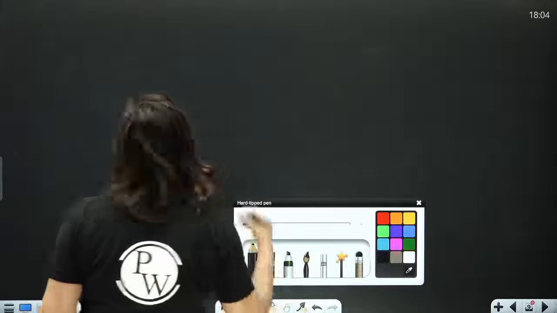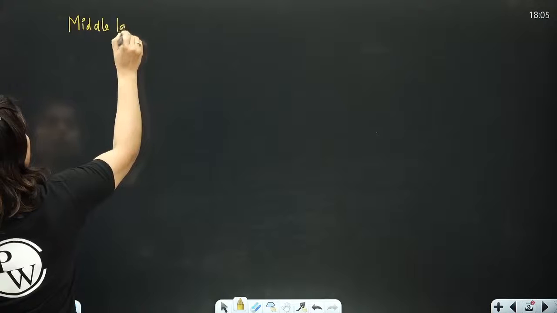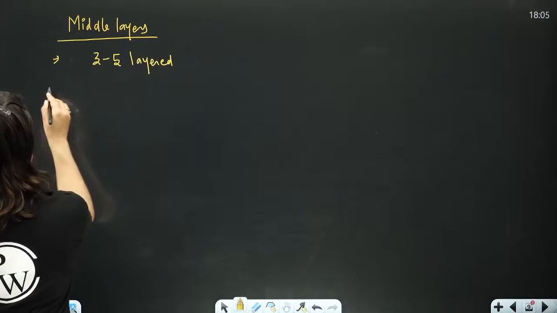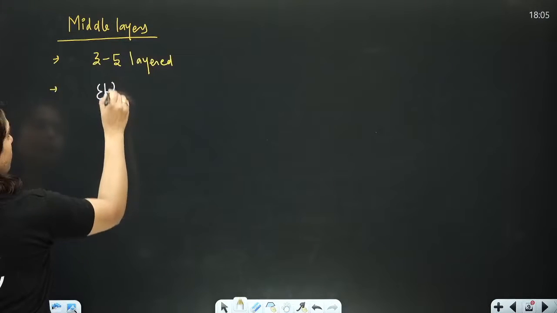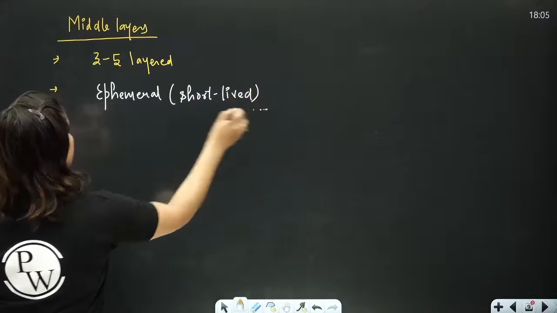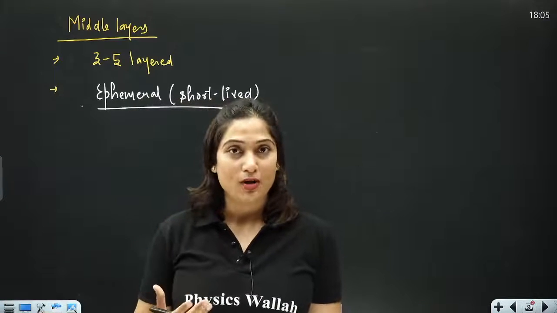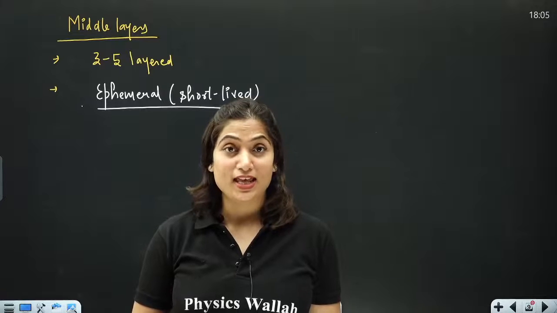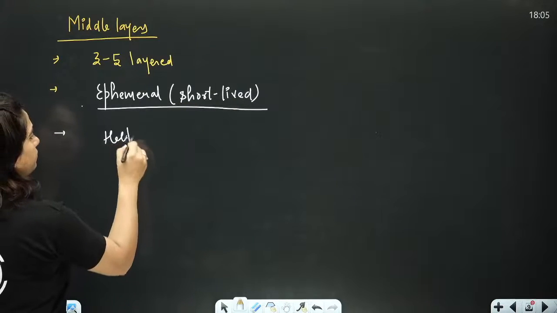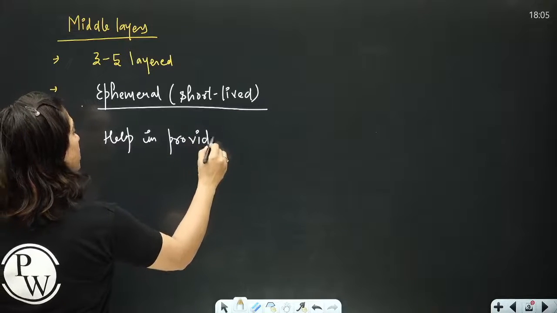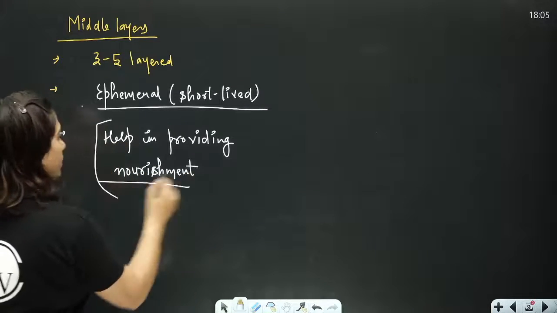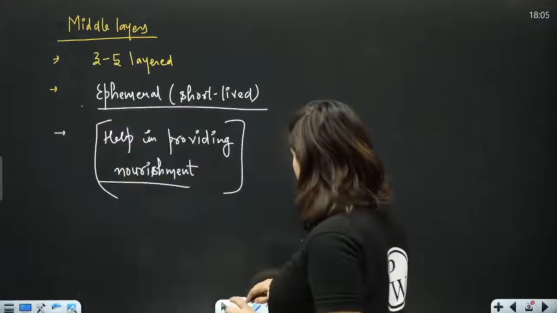Then, let's discuss the middle layers. The middle layers are approximately 3 to 5 layered and they are ephemeral. What is the meaning of ephemeral? That means short-lived. The middle layers, they are short-lived. That means when they get formed, after a short point of time, they get degenerated. And when they get degenerated, they help in the nourishment of developing pollen grains. So they are short-lived and help in providing nourishment to the developing pollen grains. Okay, so this is important regarding the middle layers.